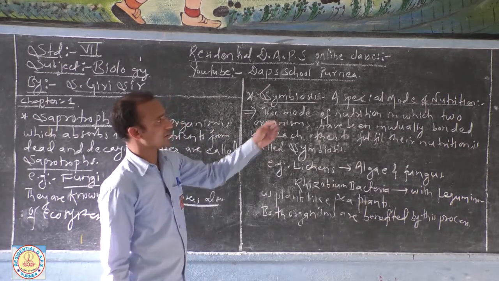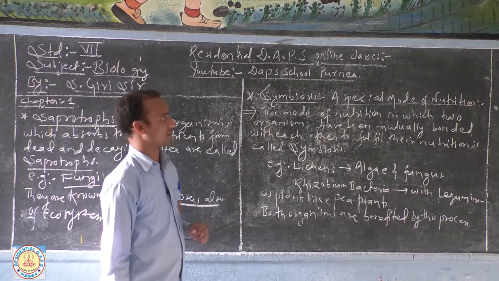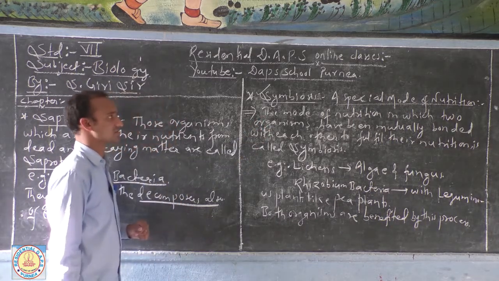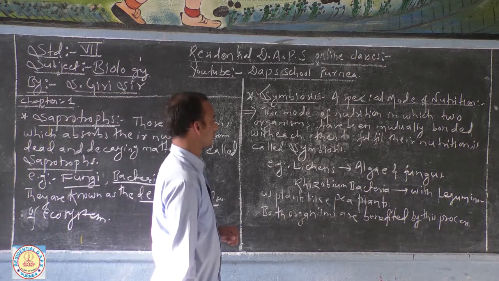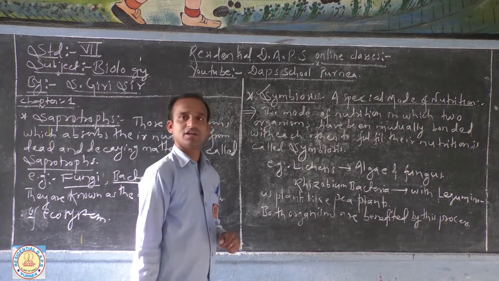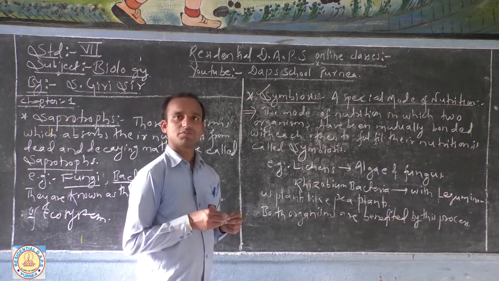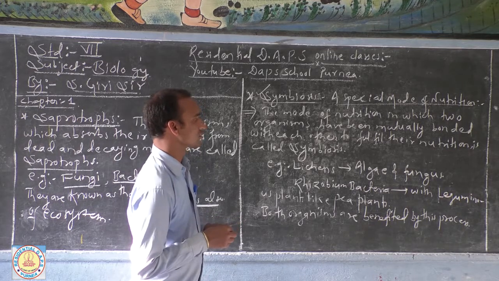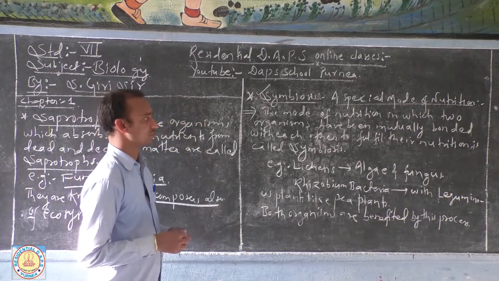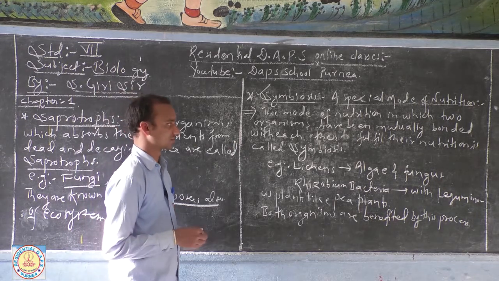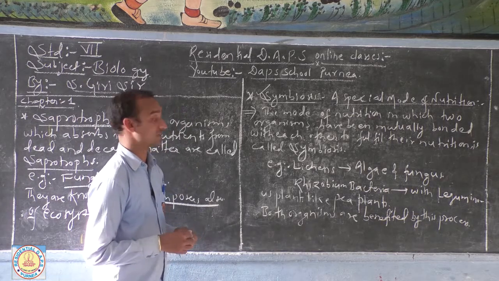Now next is about symbiosis, or the symbiotic nutrition. It is a special mode of nutrition because it is the mode of nutrition in which two organisms are mutually bonded with each other to fulfill their nutrition. It means for the symbiotic mode of nutrition, two different organisms associate with each other to provide nutrients to each other.